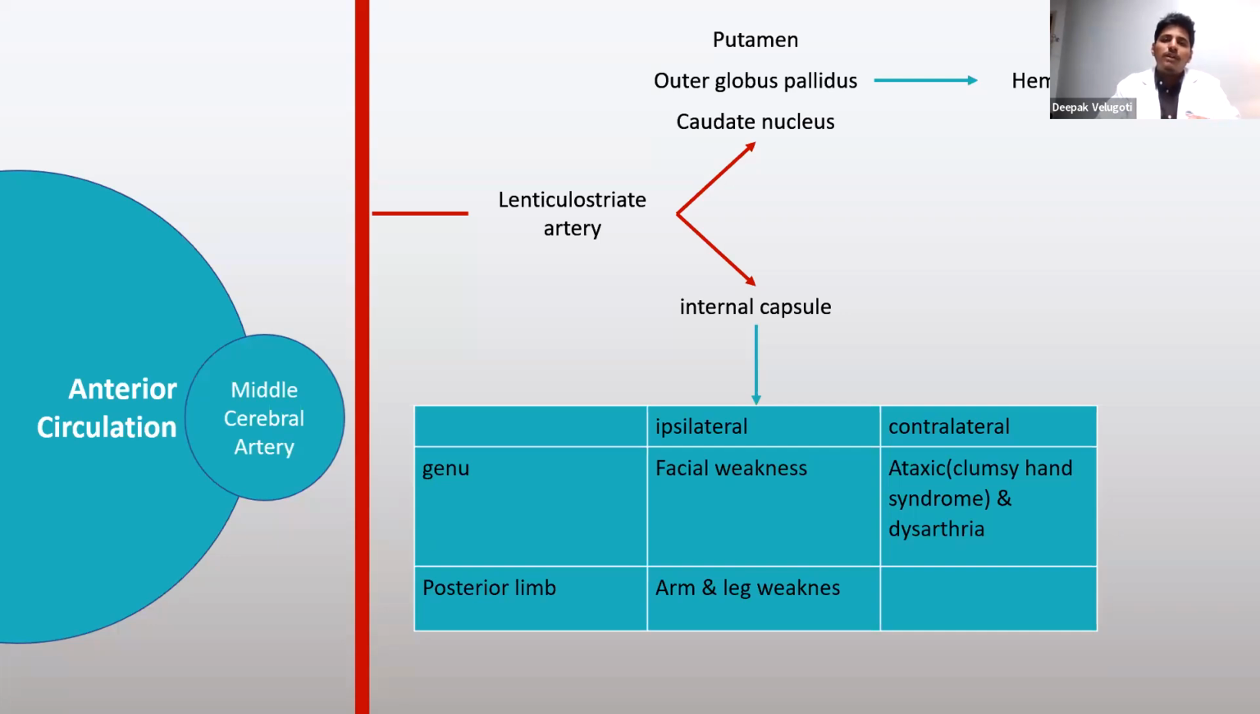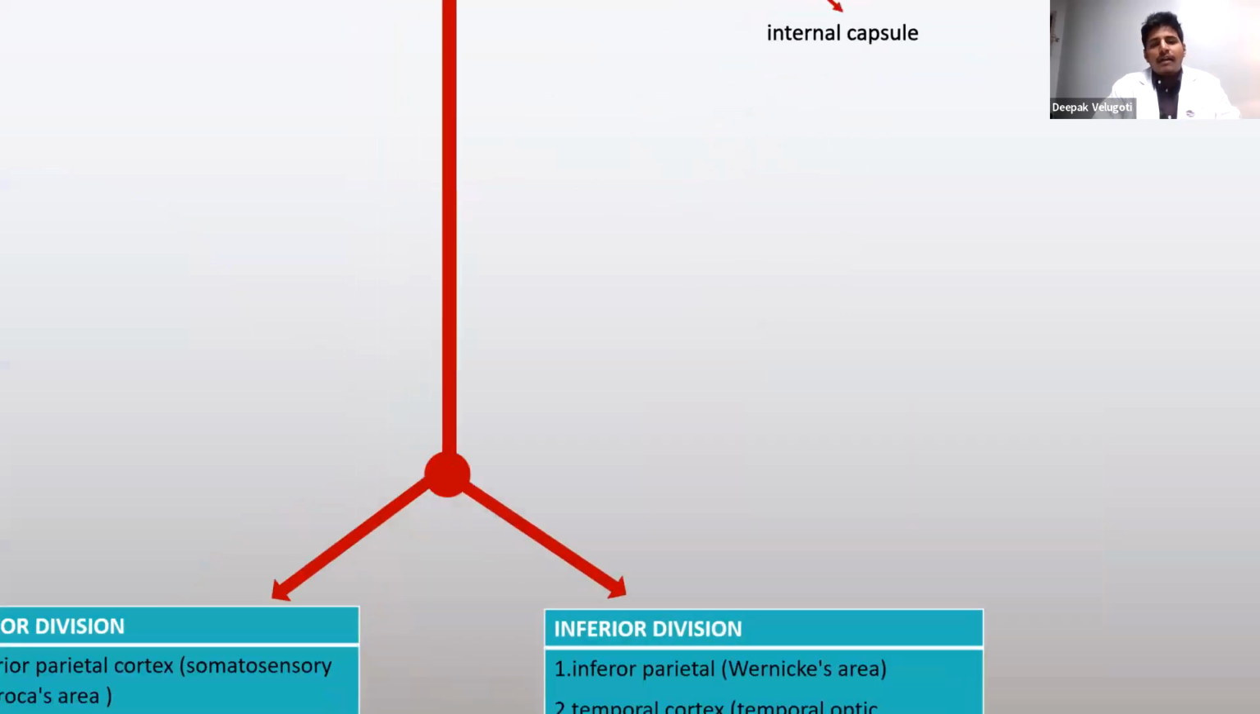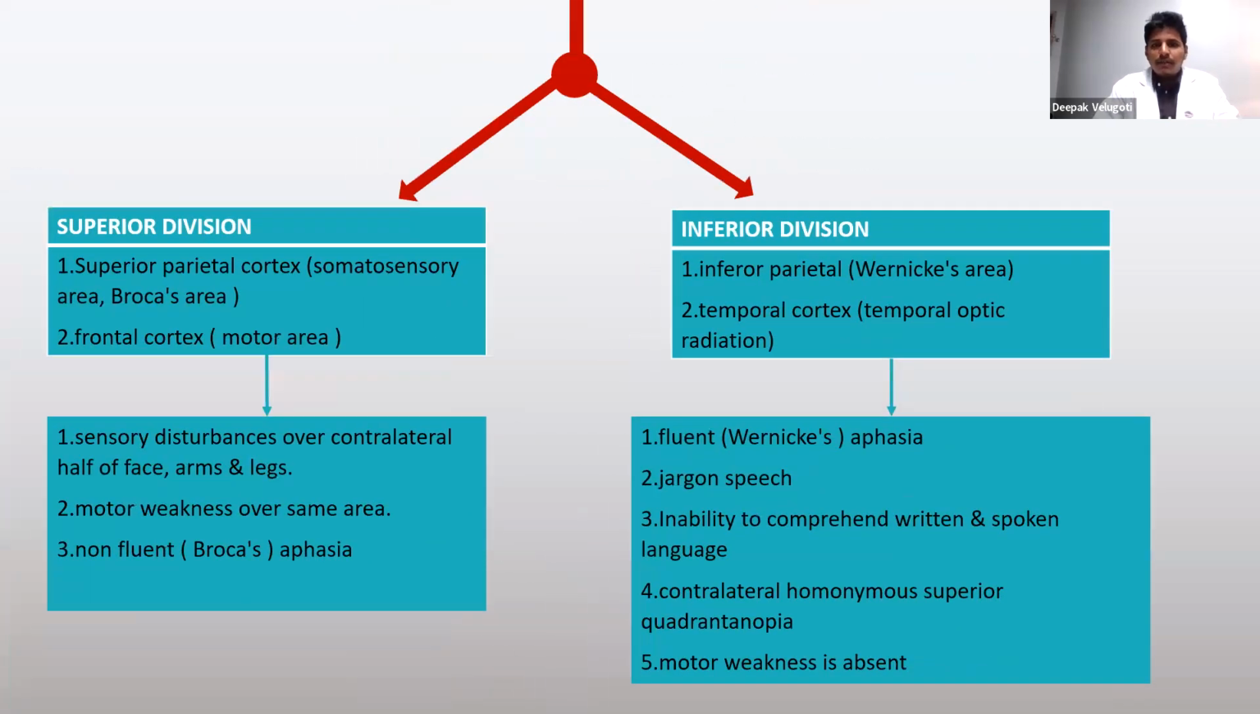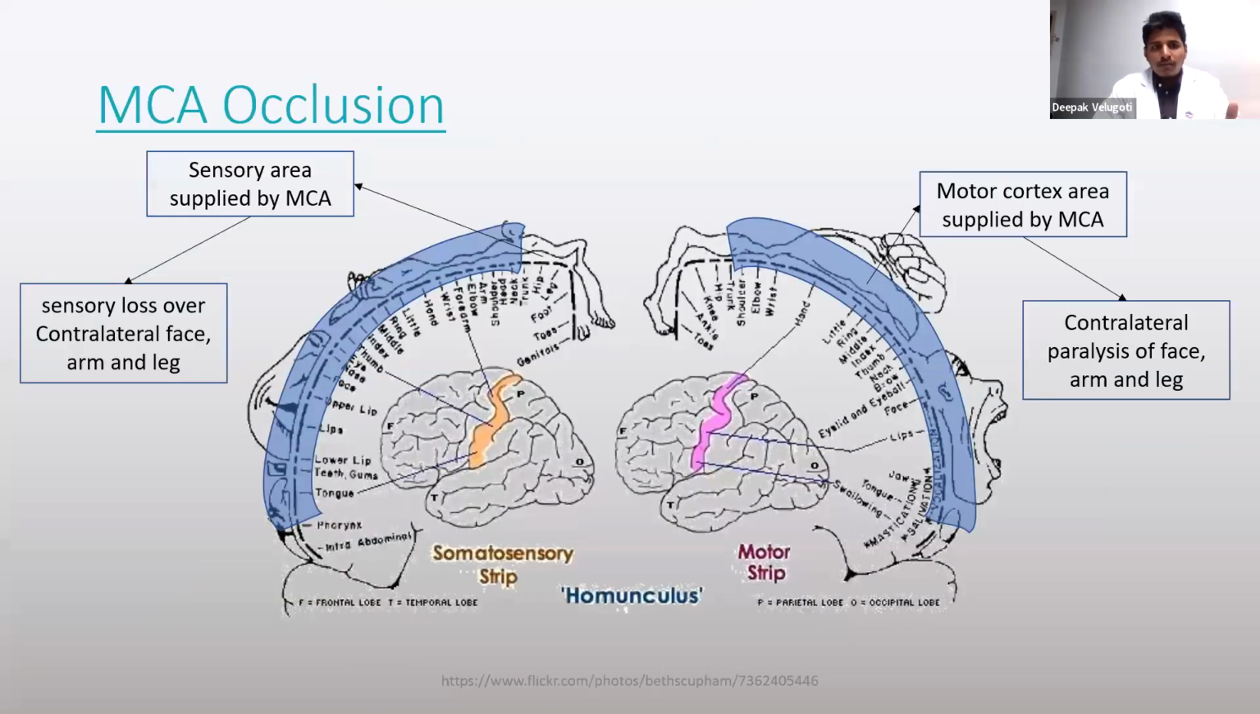The internal capsule has a topographic representation of the body. When the genu gets involved, the patient develops ipsilateral facial weakness and contralateral clumsy hand syndrome. In the case of posterior limb involvement, the patient develops ipsilateral arm and leg weakness. The artery branches into a superior division and an inferior division at the level of the sylvian fissure, and these branches supply the superior lateral surface of the brain. The superior division supplies the superior parietal cortex and the frontal area, and the inferior division supplies the parieto-temporal cortex. These are the symptoms that occur collectively in case of infarction in the superior division or the inferior division. We'll discuss each area one by one.